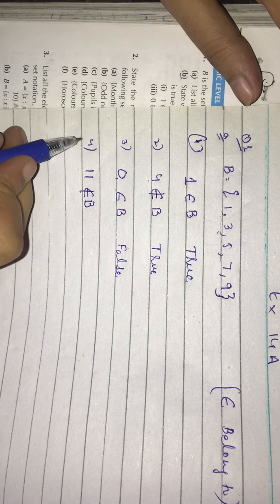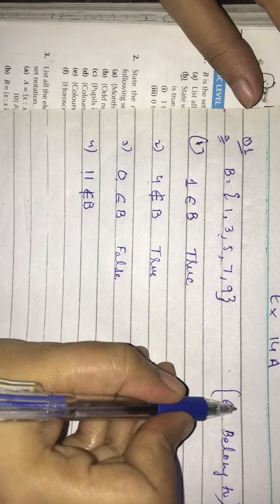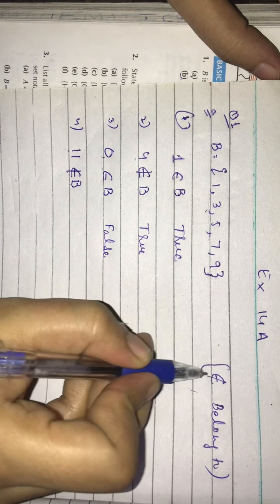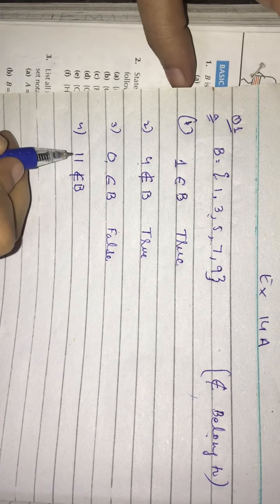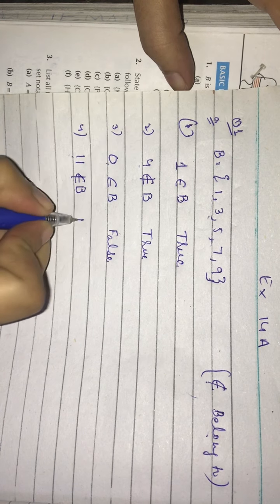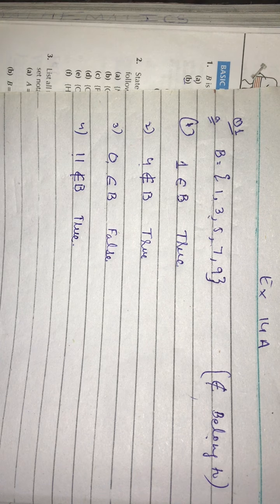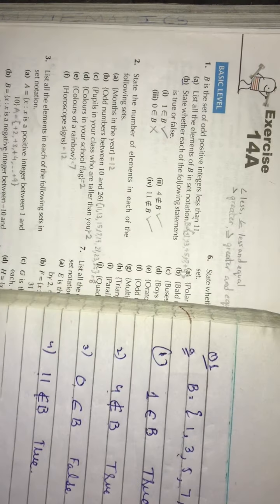Got it? And the fourth part is: 11 does not belong to B. This is "belongs to." If there is a line through the symbol, then we say it is "does not belong to." Okay, 11 does not belong to B. 11 is not in set B, so this is true. Got it? This is just like objective questions. Now come on to the next question.